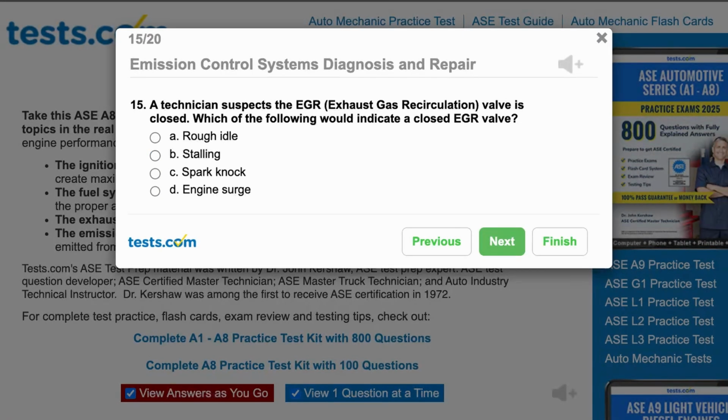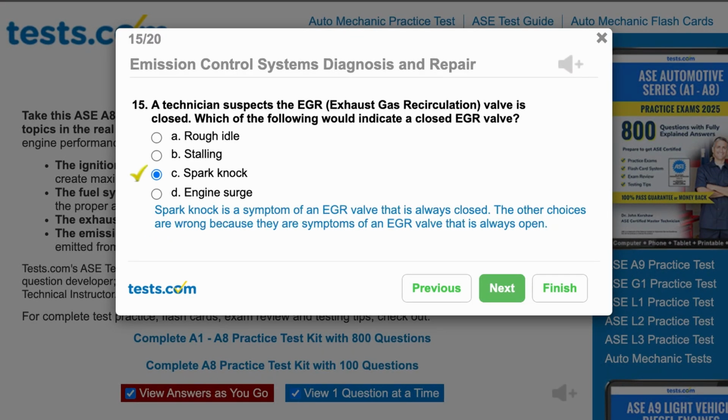Question 15. A technician suspects the EGR, exhaust gas recirculation valve, is closed. Which of the following would indicate a closed EGR valve? A. Rough idle. B. Stalling. C. Spark knock. D. Engine surge.